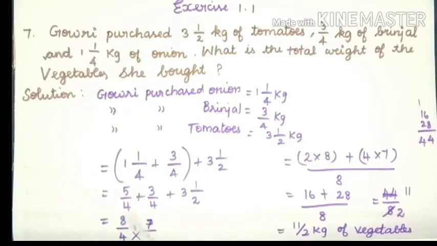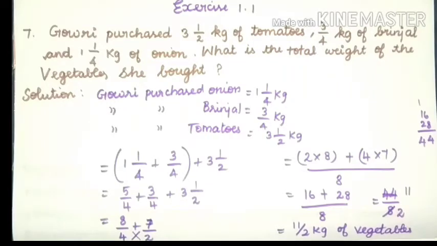Here the denominators are the same, no? So we can easily add the numerators. 5 plus 3 equal to 8, 8 by 4. Plus 3 2s are 6, 6 plus 1 is equal to 7, that is 7 by 2. The mixed fraction of 3 1 by 2, we have to change this mixed fraction into an improper fraction. The improper fraction of 3 1 by 2 is 7 by 2.